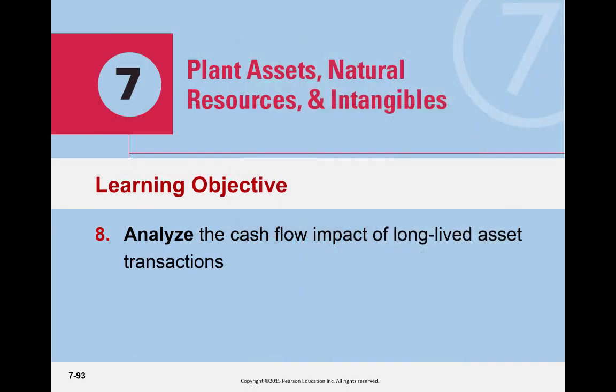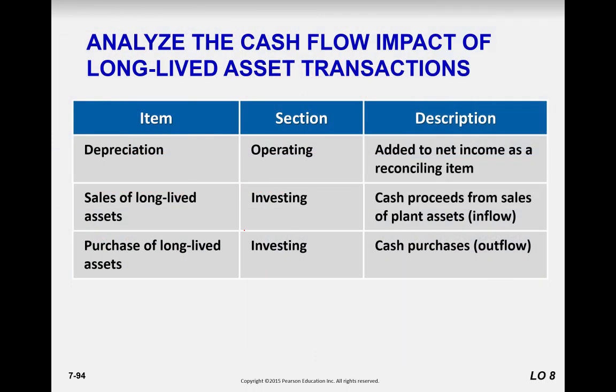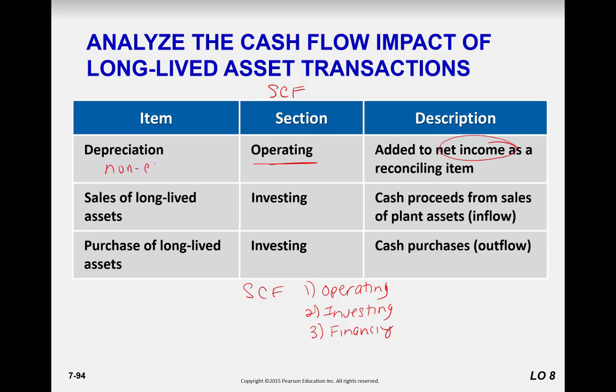So now, lastly, what we are going to cover is the cash flow effects of long-lived assets. So this is on the statement of cash flows, and you'll see our statement of cash flows has 3 types of activity: operating, investing, and financing activities. And our depreciation is in the operating section, and it's added to net income as a reconciling item because remember, depreciation is non-cash. So we're talking about our statement of cash flows here.